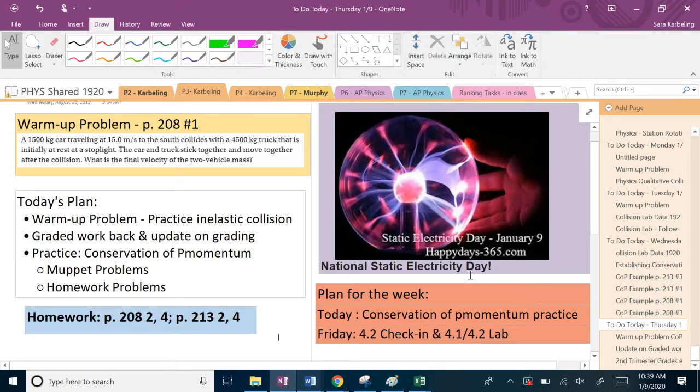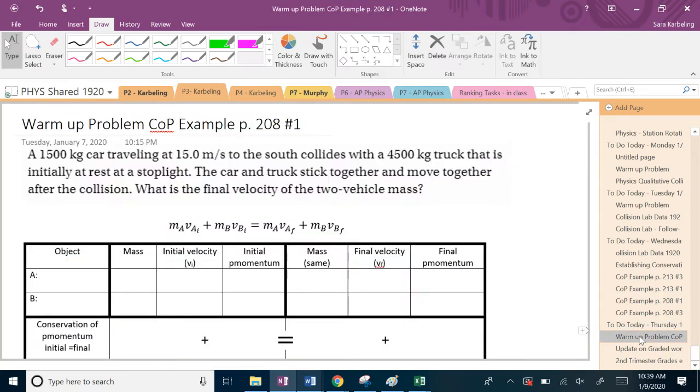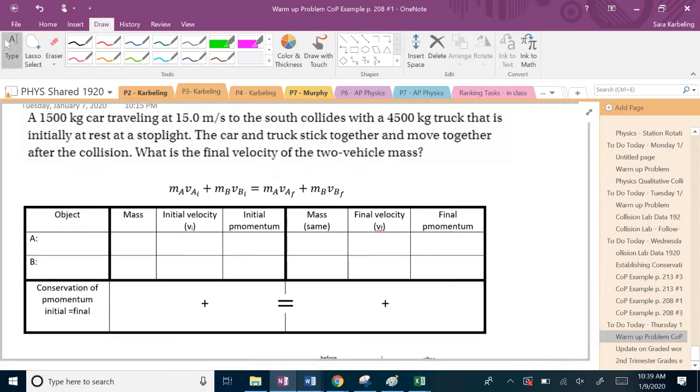Let's take a look at the warm-up problem together and see how we're doing. It's similar to the ones that we did yesterday, right? The big difference, as we said before, is that instead of it being an elastic collision where they bounce apart, now they're sticking together, so we've got an inelastic collision.